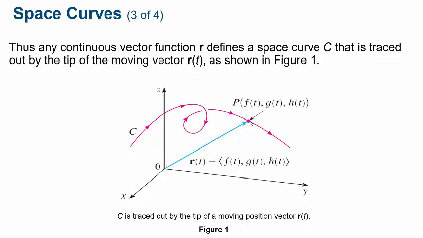This specific point here on the curve can be defined as the point f of t, g of t, h of t. This r of t, this is that vector valued function. And what this vector valued function does is it traces along this curve here. And this specific point of the vector valued function is just the vector from the origin to that point right there. That's all it is. So this C is traced out by the tip of the moving position vector r of t. That's what we're seeing with this vector valued function.